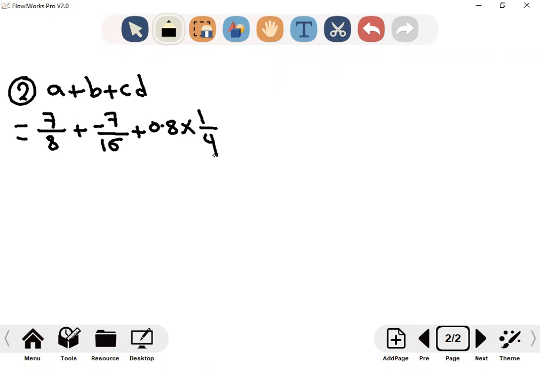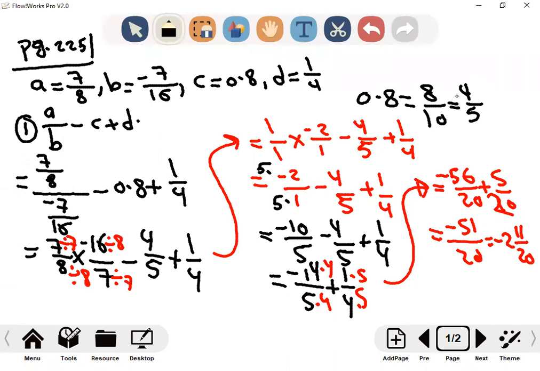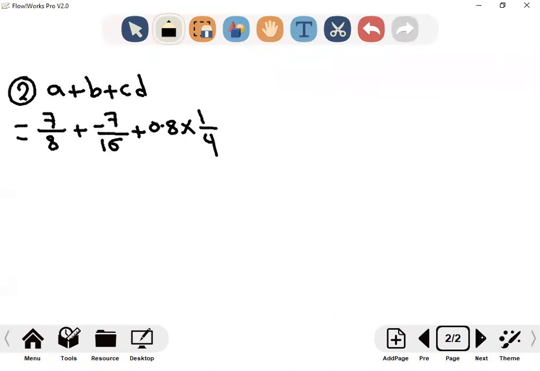Okay, pay attention to the board. This 0.8, we made it here, so we remove it and put 4 over 5. So I will replace this 0.8 and I will put what? We made it before: 4 over 5. Okay. These two, plus and minus, see them here? We will replace them by what? As we did: 7 over 8 minus 7 over 16 plus.